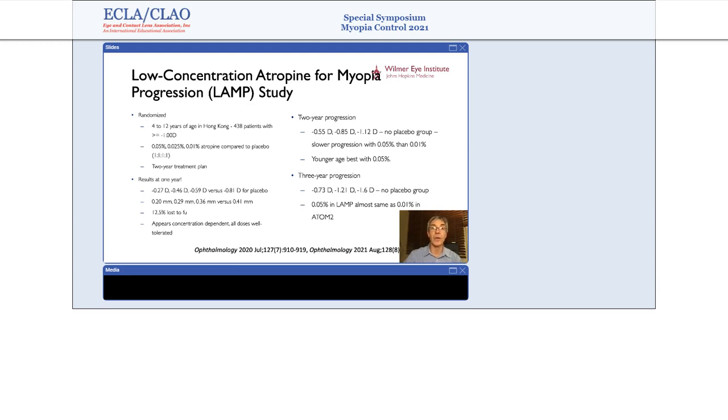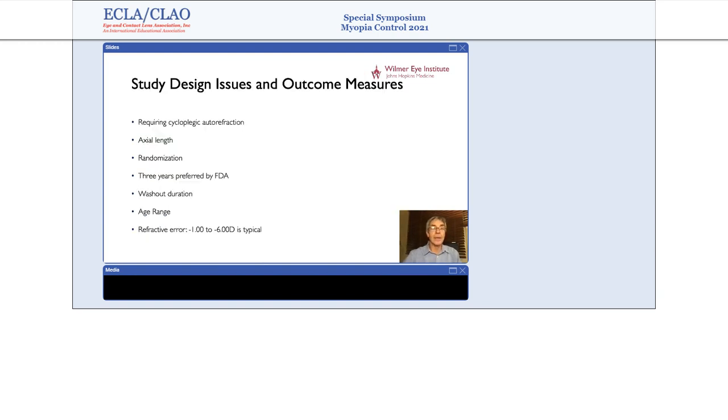At 3 years, the progression has continued in all 3 groups. Again, there's no placebo, so we can't know what's going on with respect to the placebo group. What's interesting is that if you look at the 3-year outcome for the LAMP study with the 0.05% of minus 0.73 diopters, it's similar to what was found in ATOM-2 for the 0.01% dose. Now, if you tuned in for completed studies in the United States, they don't yet exist.